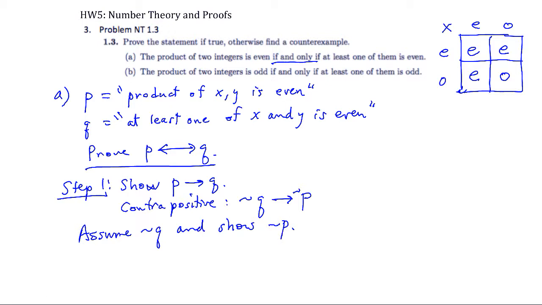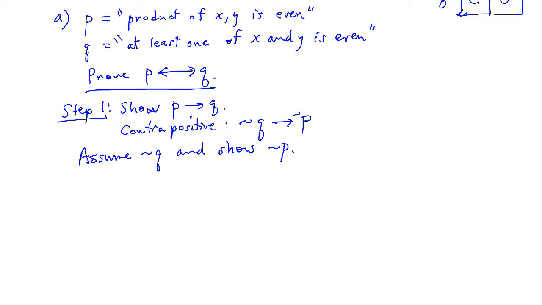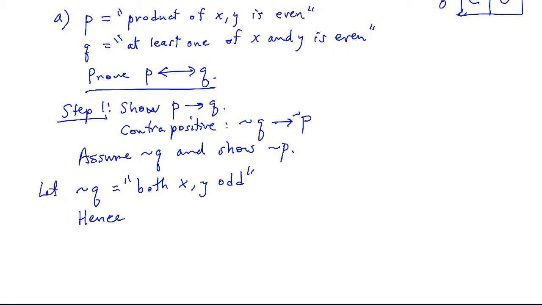Okay? And if we assume not Q, then not Q is the statement that if Q is at least one of them being even, then not Q is they're both odd. X and Y are odd. And so hence, so we're going to let not Q be true.